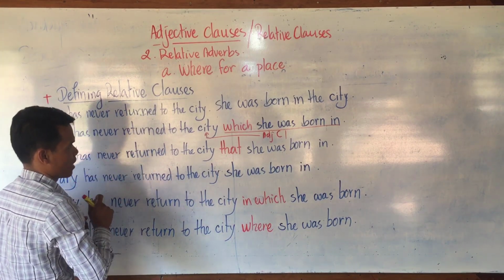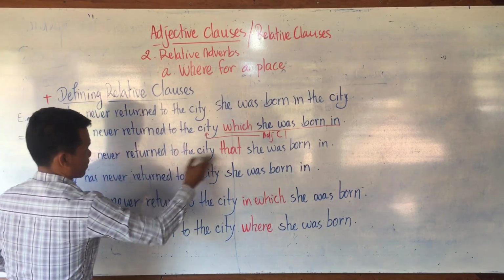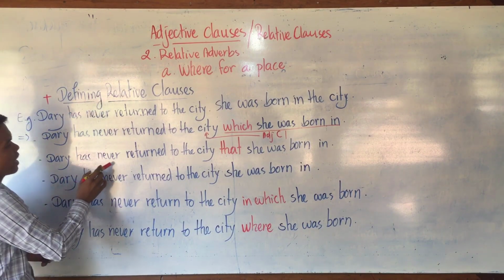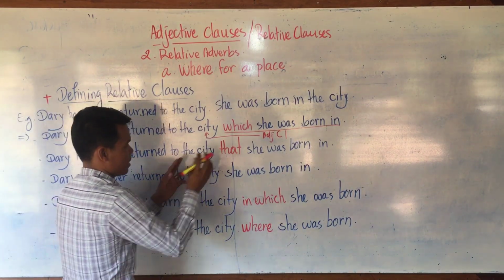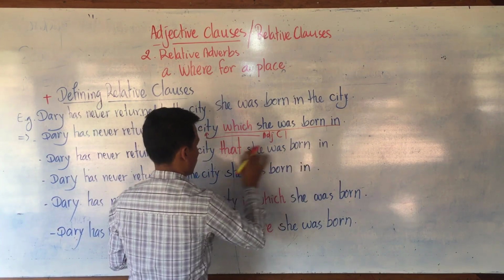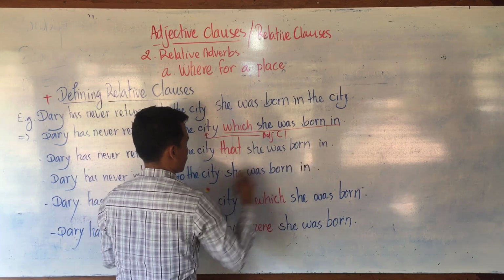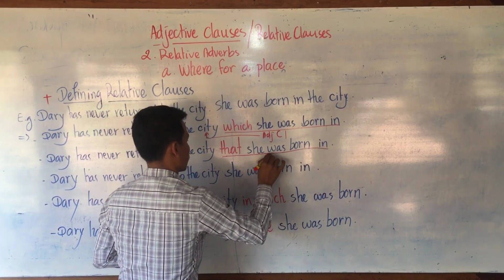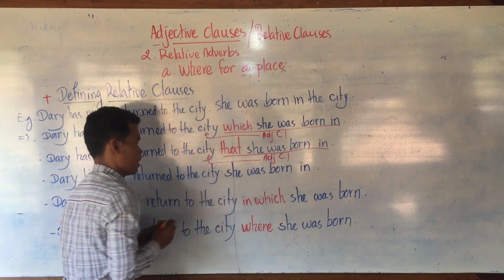This clause has no comma. That's why that can also be used in this sentence. Dary has never returned to the city that she was born in. So in is still a preposition. So that here is the object of preposition in. From that to in is the adjective clause. It modifies the city, same thing.